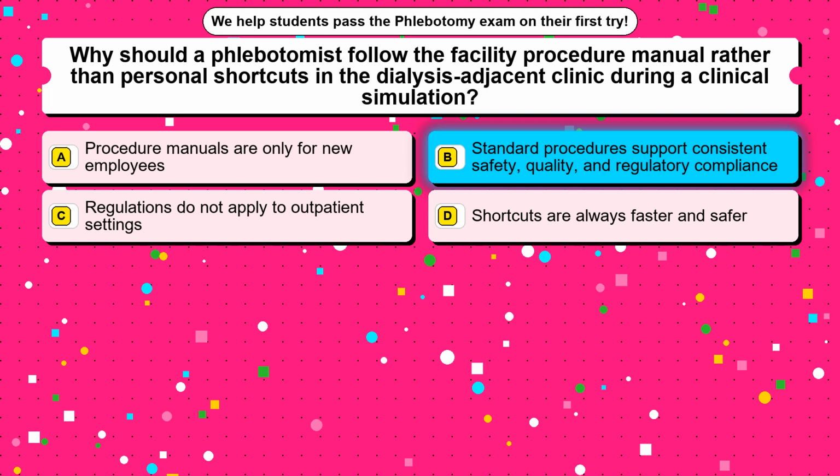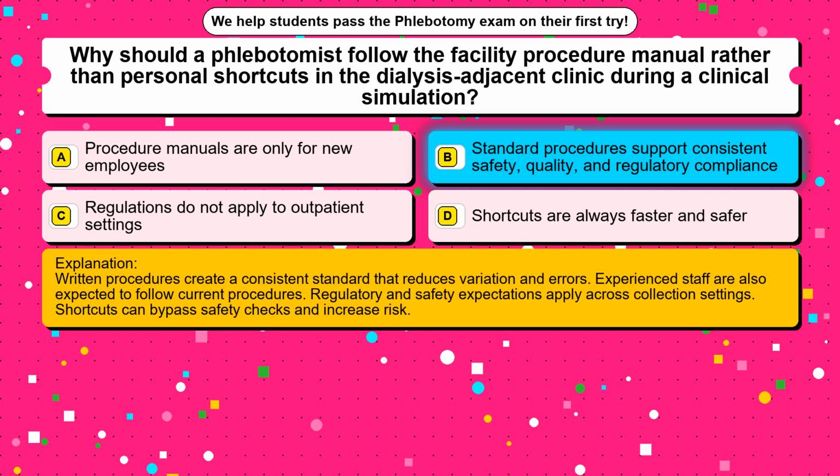The correct answer is option B. Standard procedures support consistent safety, quality, and regulatory compliance. Written procedures create a consistent standard that reduces variation and errors. Experienced staff are also expected to follow current procedures. Regulatory and safety expectations apply across collection settings. Shortcuts can bypass safety checks and increase risk.